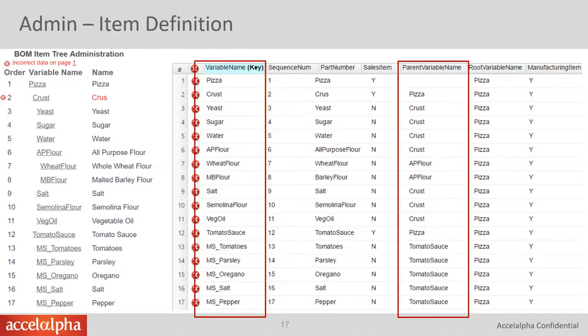Now, the first thing we'll notice, again on the right side, is our BOM item definition table. Each item, except for the top level items, needs to be related to a parent item. So the crust's parent is pizza, yeast's parent is crust, and these are all the things that make up the crust. The all-purpose flour itself has some subcomponents and so on. So the table is flat, but it's actually represented hierarchically in the system. The system parses this table and understands where each item lies in the hierarchy.